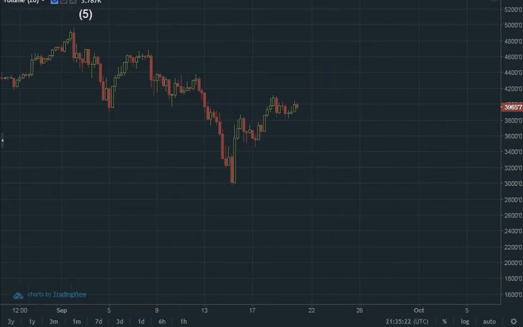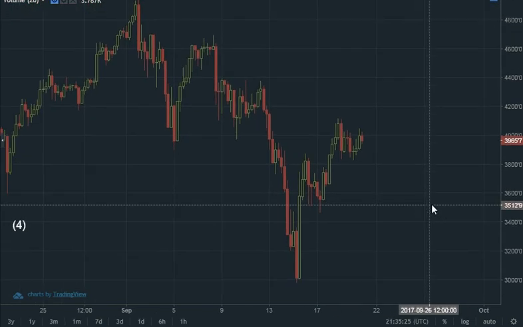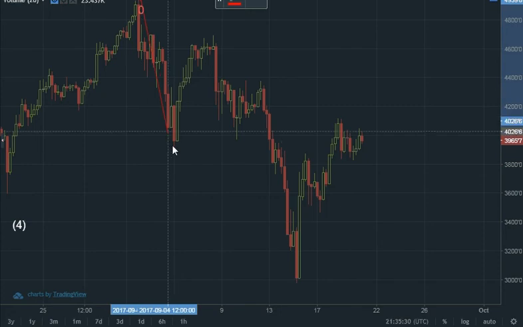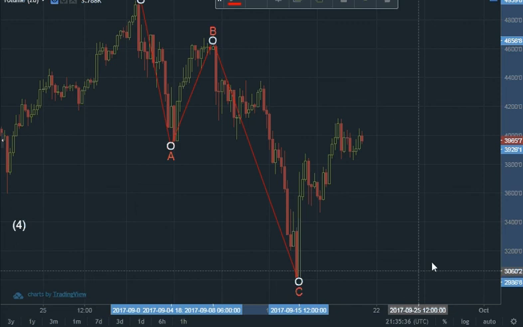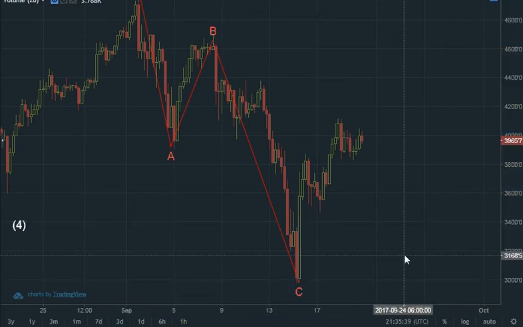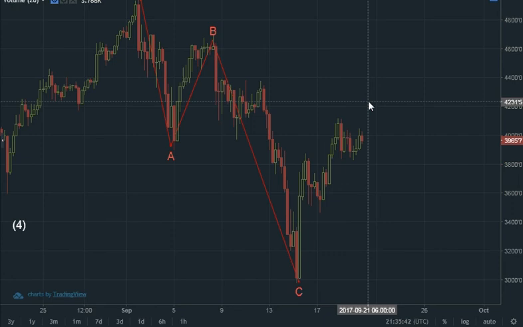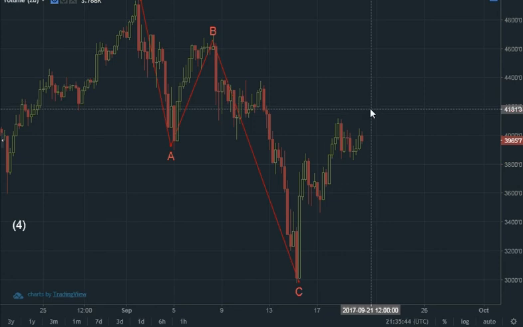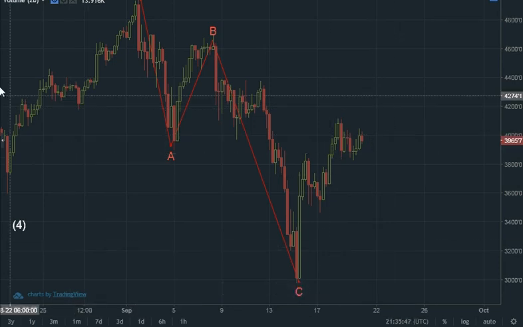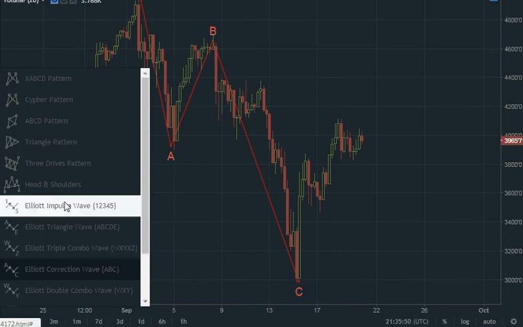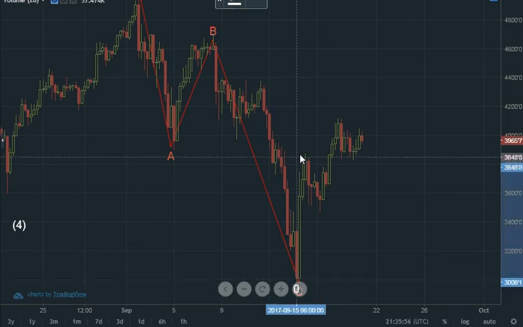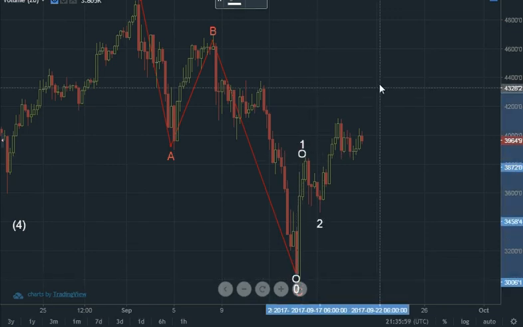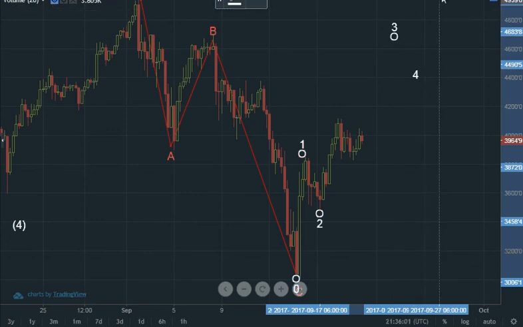Now, if we go on a higher resolution, if this was the correction, ABC, and this was the bottom of C, then what is the first indication, the first sign that there is a true bona fide trend reversal? That will be an impulse wave like this.